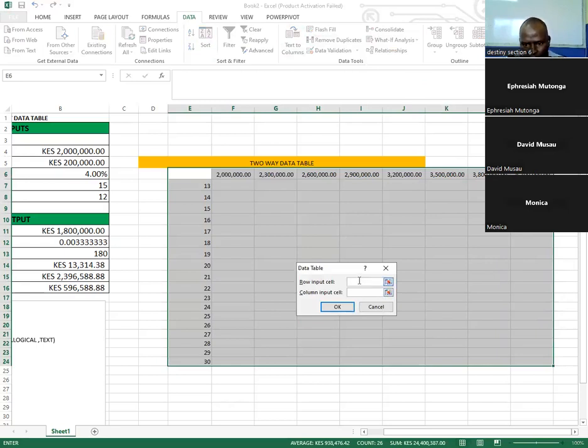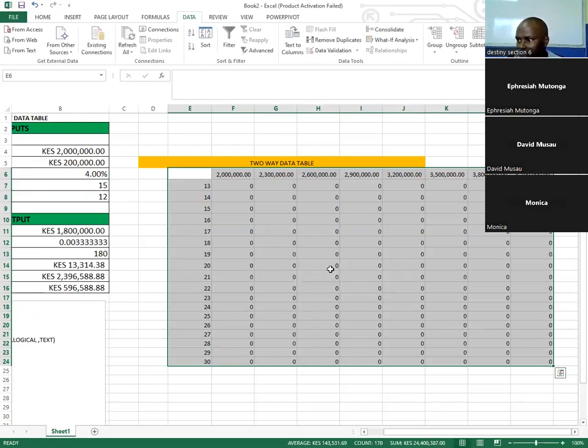And then the row input is what? Is this one, the loan that is in the input, and then the column is the years, like that. I think you should see that input. So, and then I will select it. So if you select it, definitely it will be 0.